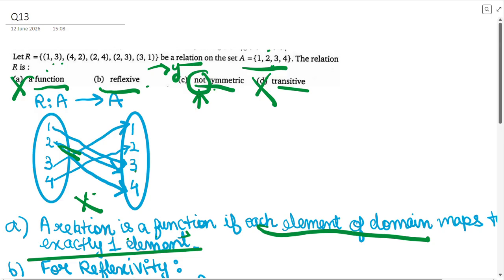But we proved earlier that it is not symmetric, and this option is also saying the same. So that means option C is the correct option.